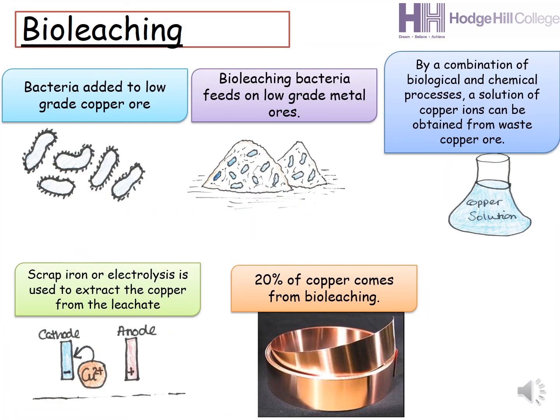With bioleaching, bacteria is added to low-grade ore. The bioleaching bacteria feeds on the low-grade metal ores, and there's a combination of biological and chemical processes that takes place. At the end, a solution is formed, again known as leachate, and we can use scrap iron to displace our copper from the solution, or we can use electrolysis, as was mentioned before, to extract the copper from the leachate solution. Now, from bioleaching, we can obtain up to 20% of copper.